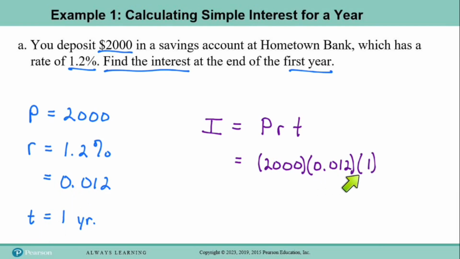And if you'll just multiply those together on your calculator, you'll get that interest equals $24. So what would happen here is you deposit your $2,000 in the bank. At the end of the first year, they owe you $24 on top of your $2,000 because you let them use your money for a year. So when you go to the bank to withdraw your money, they would actually let you withdraw $2,024.